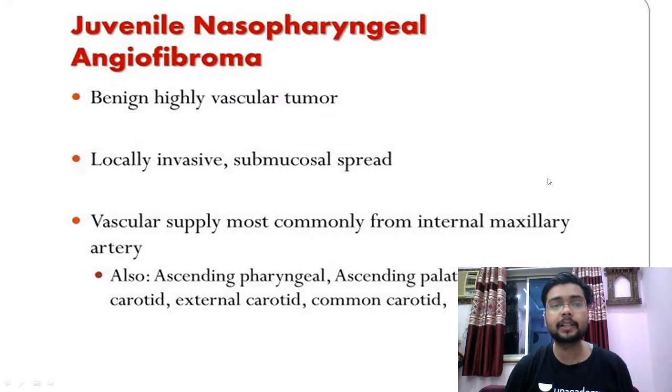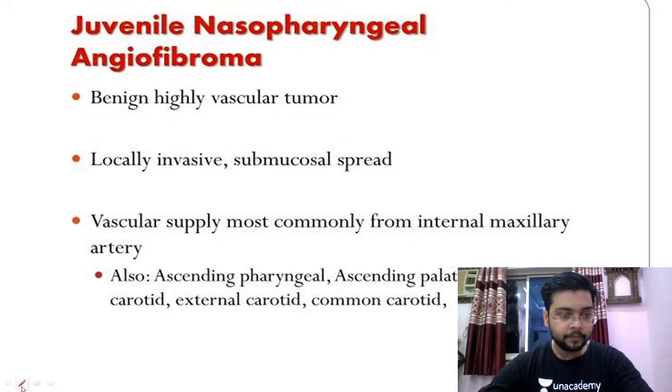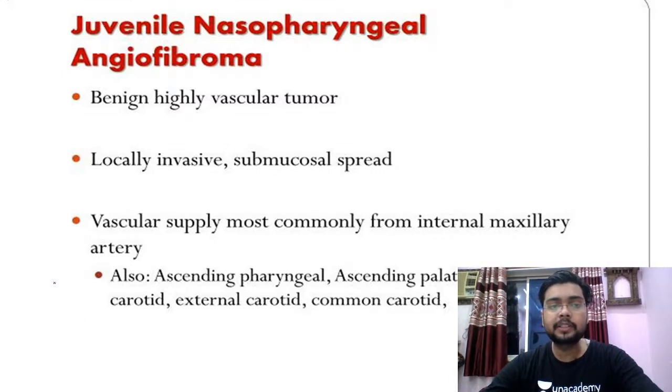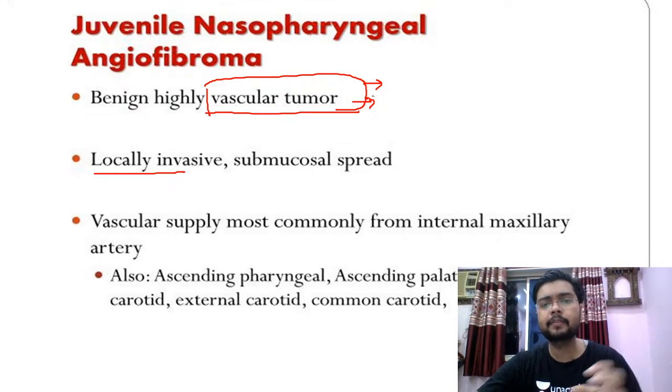So it's pretty clear that the case is juvenile nasopharyngeal angiofibroma, which is highly vascular. Being the ENT surgeon, we take a lot of precaution while operating on these JNAs because these are highly vascular tumors and they are locally invasive. Highly vascular tumor, that is fine, but why are we so cautious about it? Can anybody tell me why we are so cautious about these JNAs?